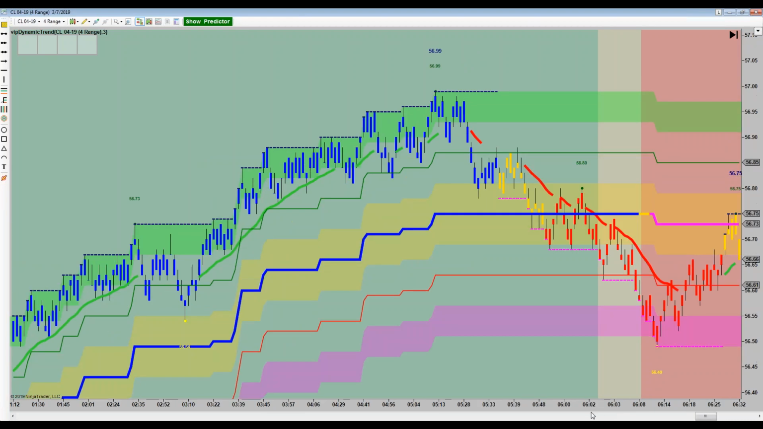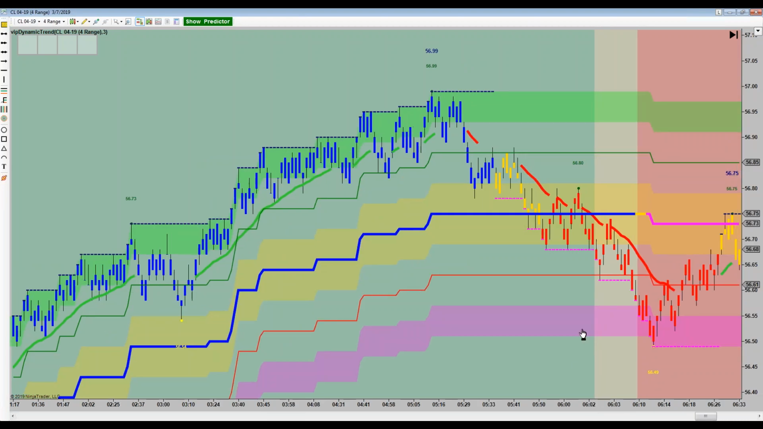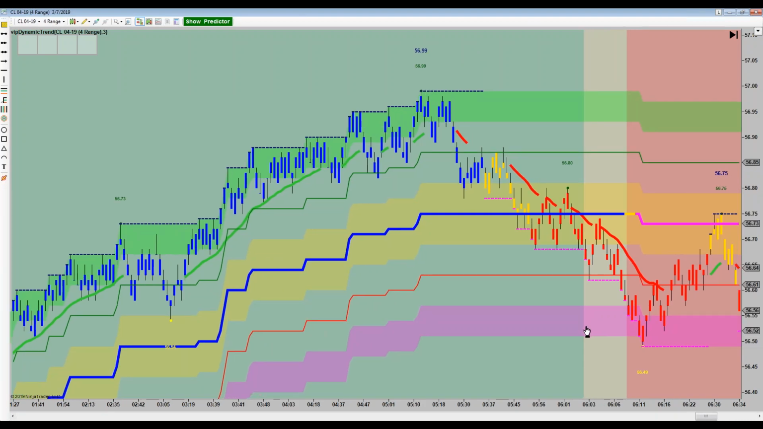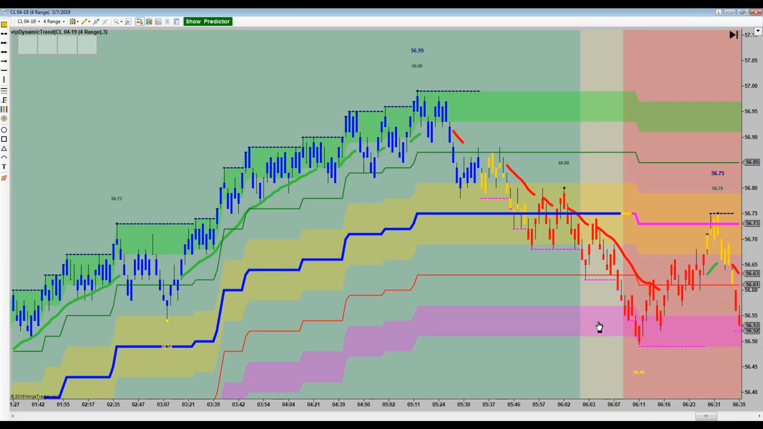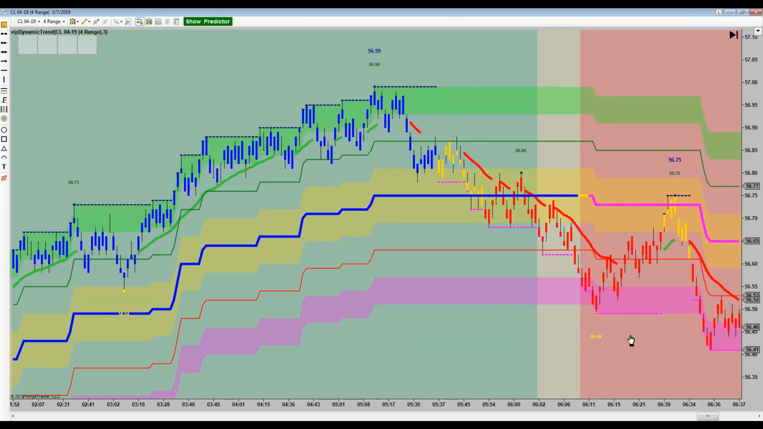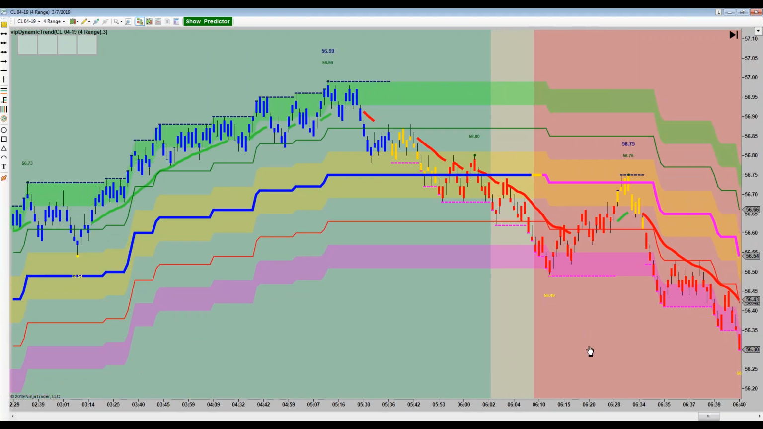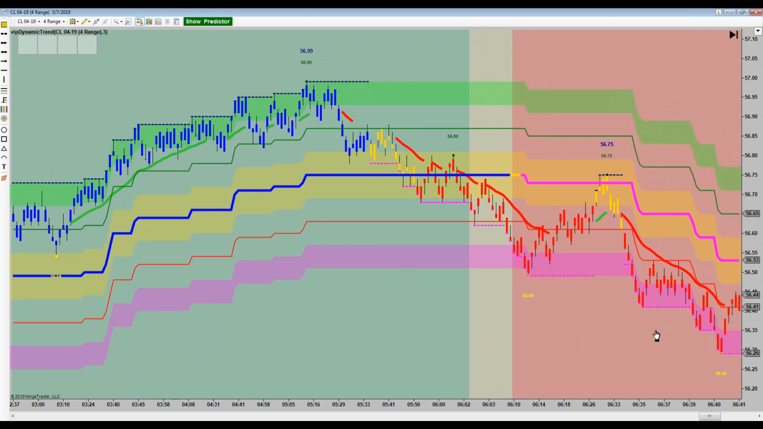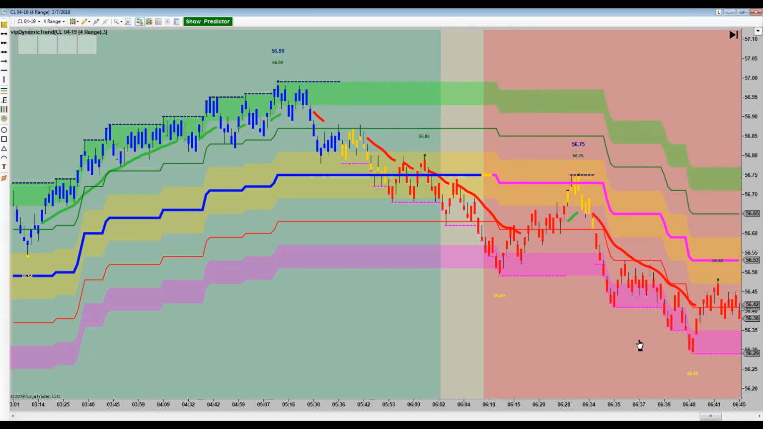Let's make the bars a little bit bigger so you can see them real good. 6:32, 6:33, 6:35, 6:37. All right, I'm going to stop it right there.